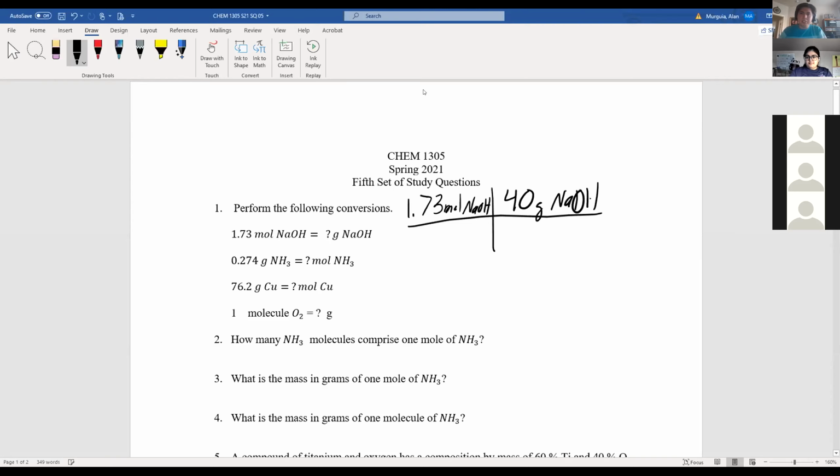And remember, since molar mass is grams per mole, saying that for every 40 grams of sodium hydroxide, we have 1 mole of sodium hydroxide. So our moles of sodium hydroxide, they cancel out.